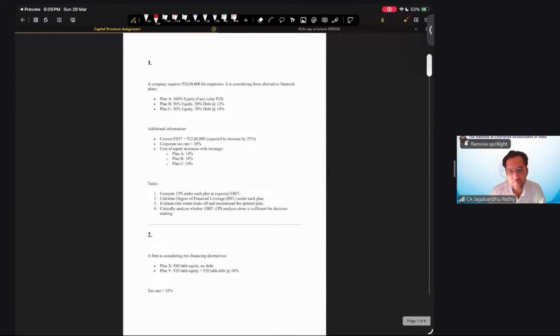EBIT less than the indifference point, why is the less risky plan preferred? Because when the EBIT is less than the indifference point, your EBIT is lower, which means you are in a situation where you're not generating sufficient profit. In that case, you go for a less risky plan rather than a risky plan, because risk is acceptable only if you are likely to generate more profits. To support that risk, you should have a higher amount of profits.